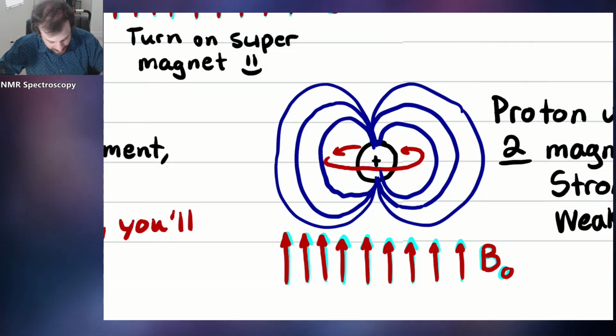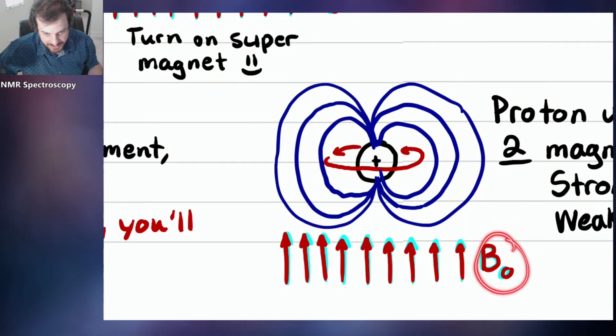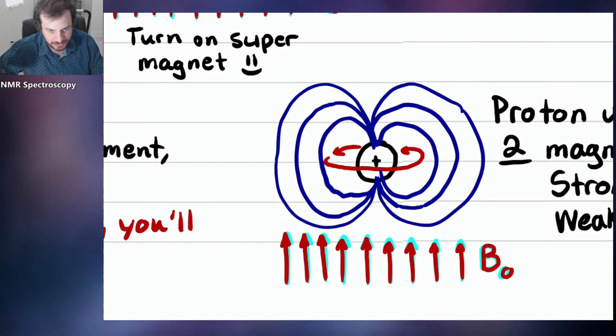But the take-home message is that electrons start orbiting around the proton in a very organized way when placed into an applied magnetic field, which we're indicating by this B0. I don't know why they choose B for a magnet, but that's what they do.